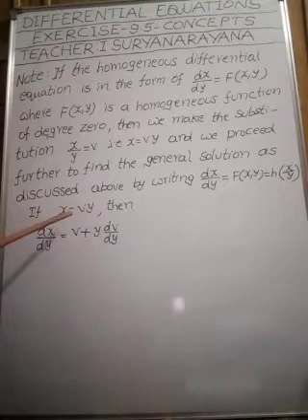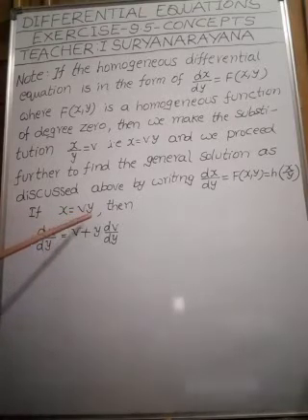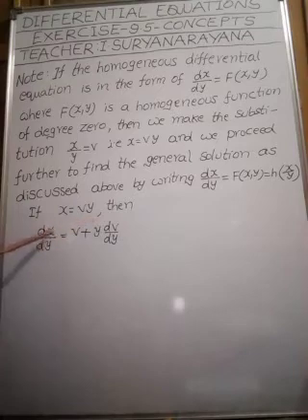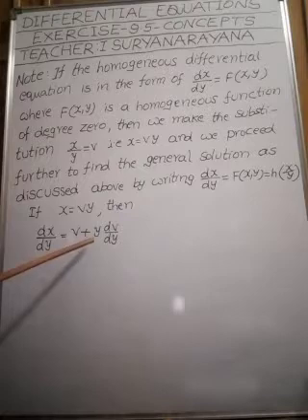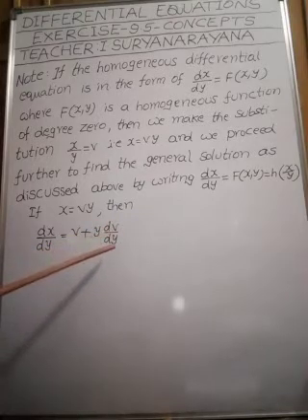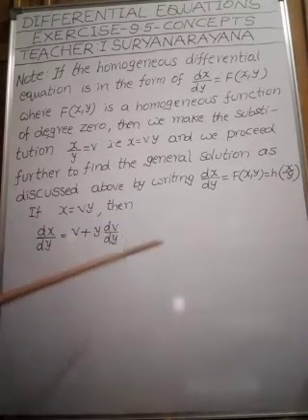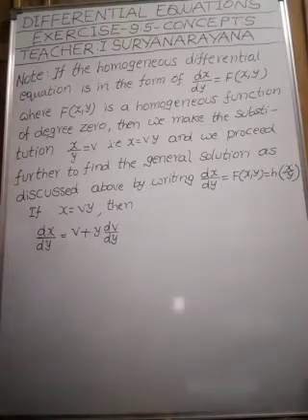So if you make the substitution x is equal to vy, then remember this step, my children, dx by dy is equal to v plus y into dv by dy. We have to substitute these values and we proceed. Understood this point, my children? Right.